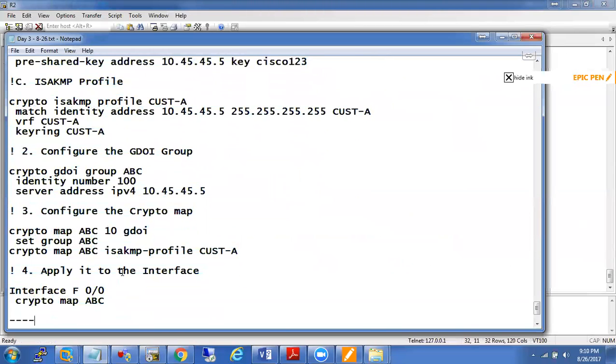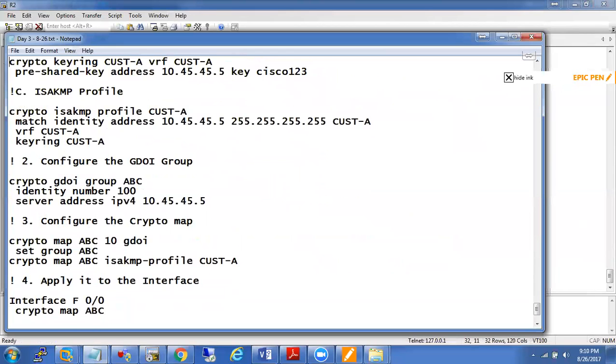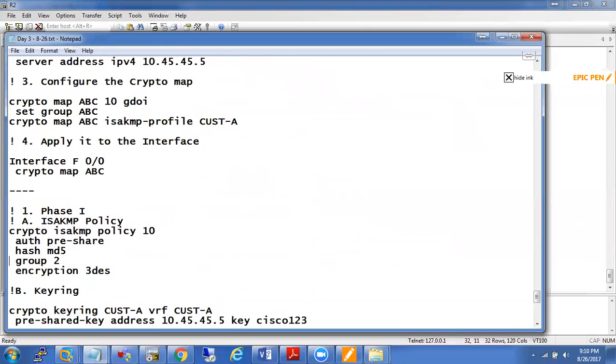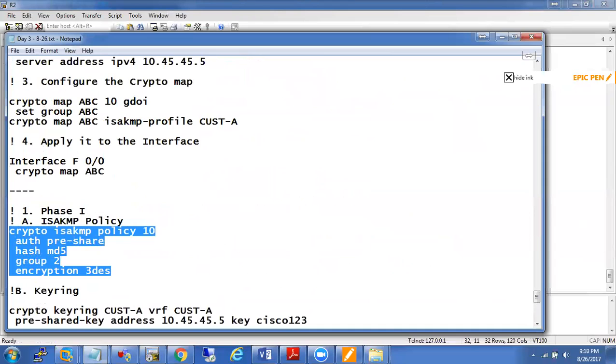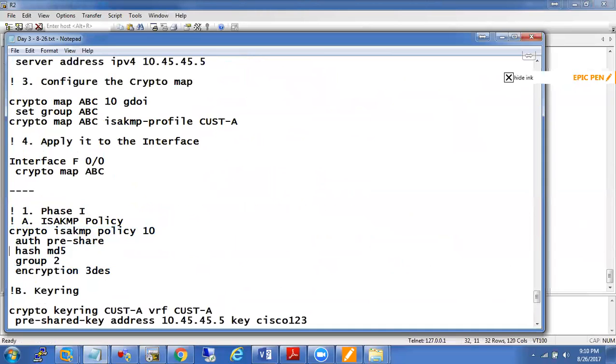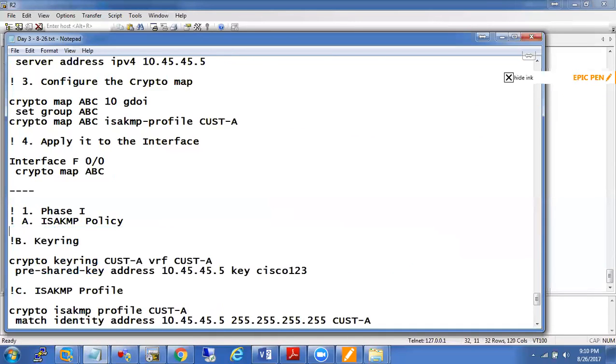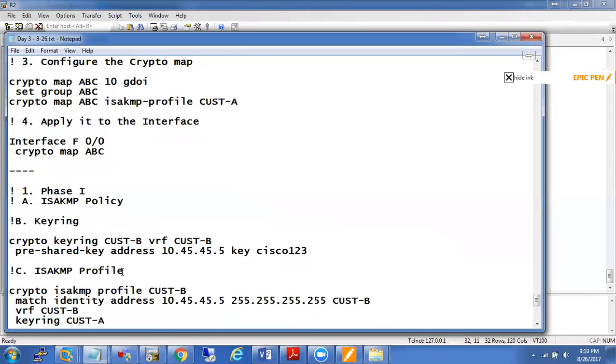Copy. This one I don't need to redo because it's the same policy, because it's the same router. So I don't need to do this part. If it was different, I would. This is cust B. Because I'm using the same key, I can keep it the same. The ISAKMP profile, I'll call it B. Point it to VRF B. Keyring is also called B.